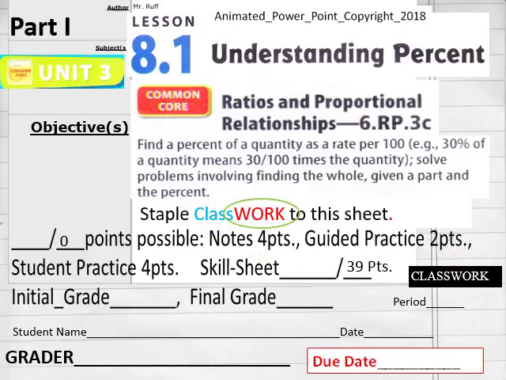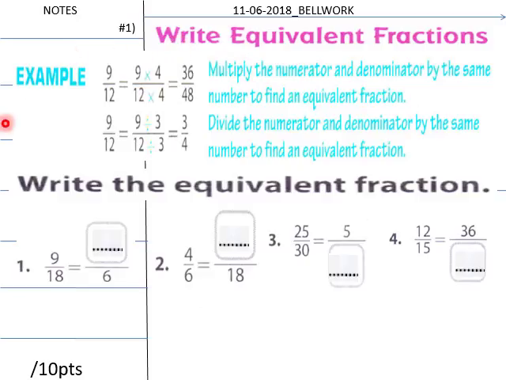Okay, let's do this. Here's our bell work, students. As you come into the classroom, start on this. Homeschoolers, this is your warm-up. Write an equivalent fraction here for 9/12. You can multiply the numerator and denominator by anything, as long as what you do to the numerator, you do to the denominator. You multiply the numerator by the same number.